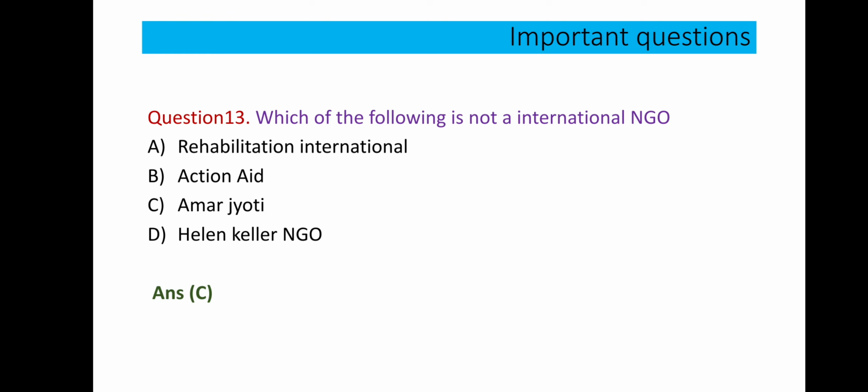Question number 13. Which of the following is not an international NGO? First option is Rehabilitation International. So this is not the answer, because it's already written international, right? B option is Action Aid. This is again an international NGO. Option C, Amar Jyoti. So this is a national NGO. It's not an international. Again option D, Helen Keller International. This is again an international NGO. Only Amar Jyoti is a national NGO. So the question was, which of the following is not an international NGO? So Amar Jyoti. Option C is correct.